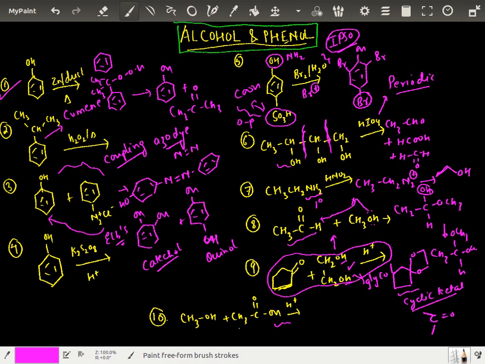Next is a very simple reaction. This is alcohol plus acid, so it's an esterification reaction, giving us ester, which is CH3COOCH3. So these are the important reactions of alcohol and phenol.